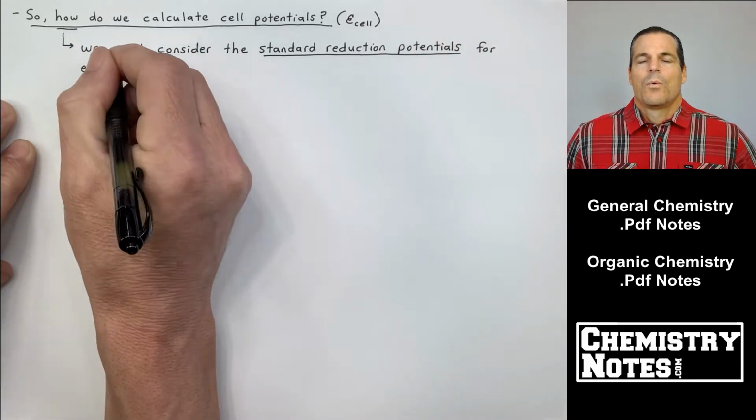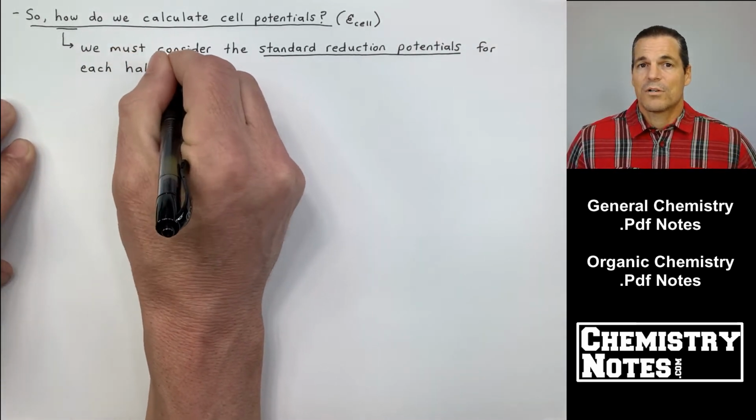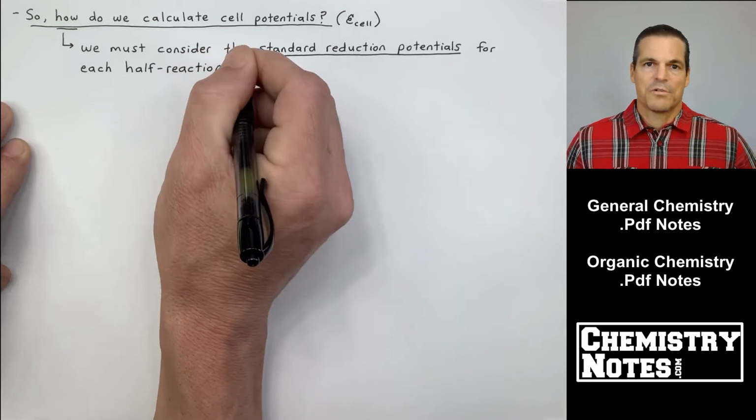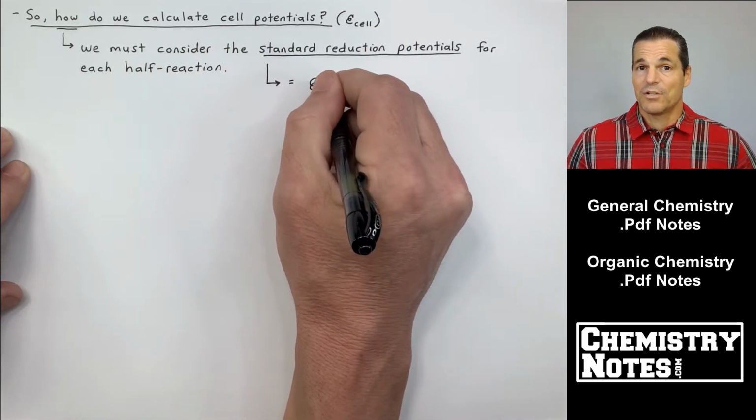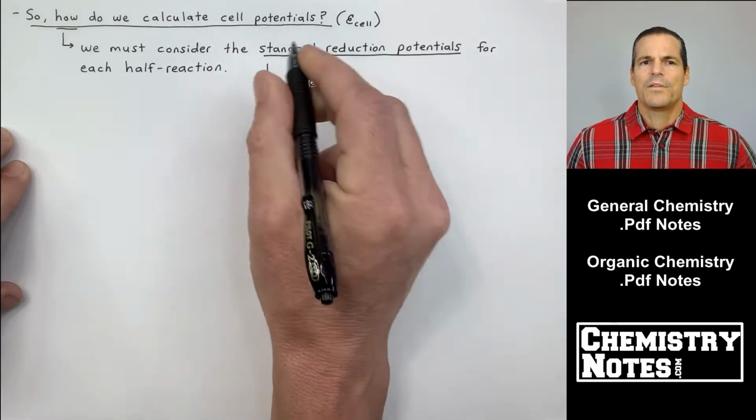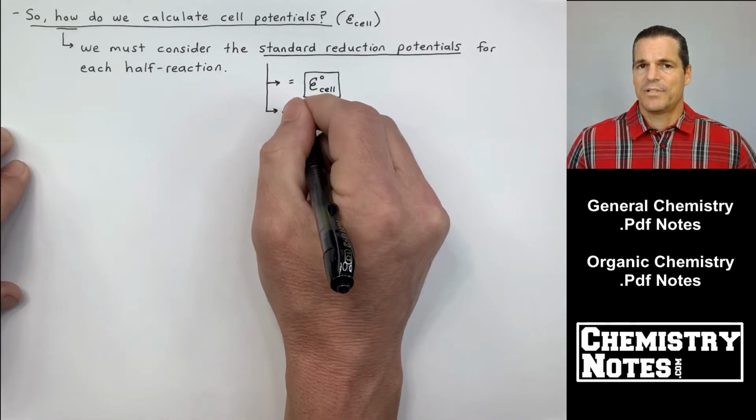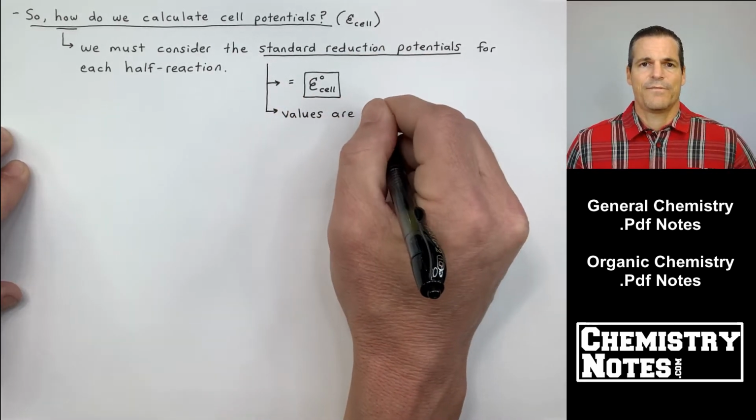We also talked about the voltage across the wire, which is measured in volts, of course, and we call that the cell potential. We want to know, how do we calculate cell potentials? And that's what this video focuses on.